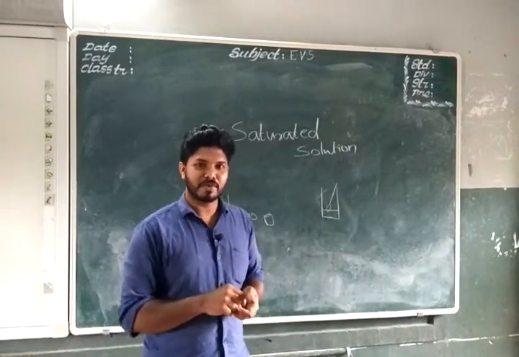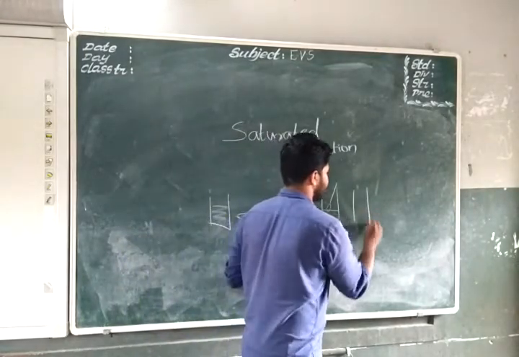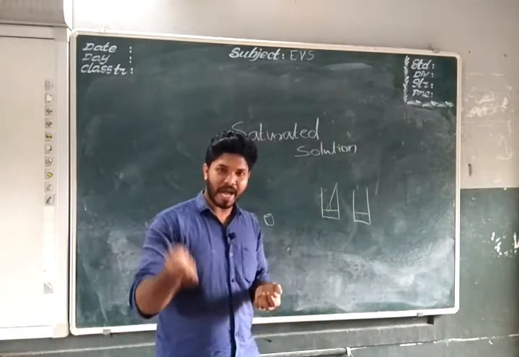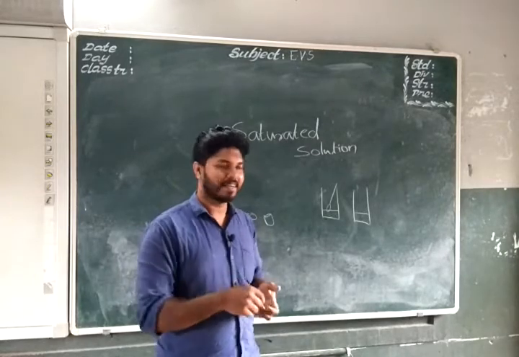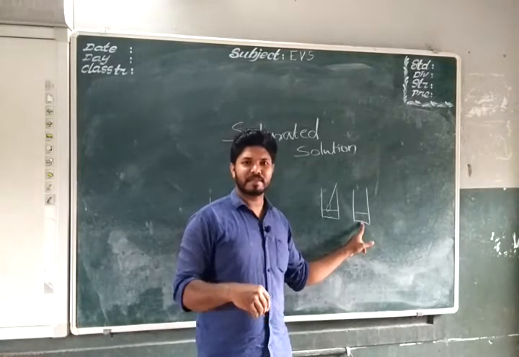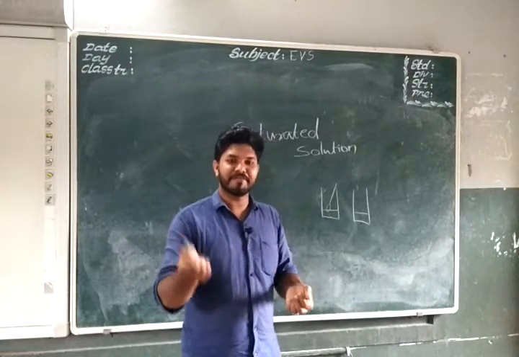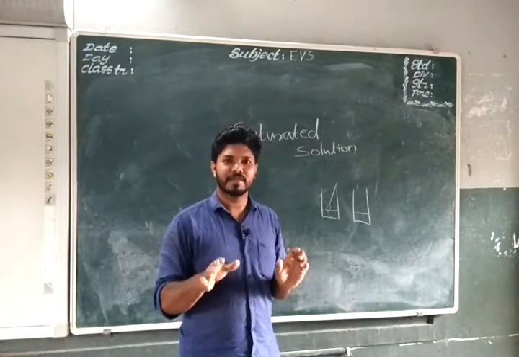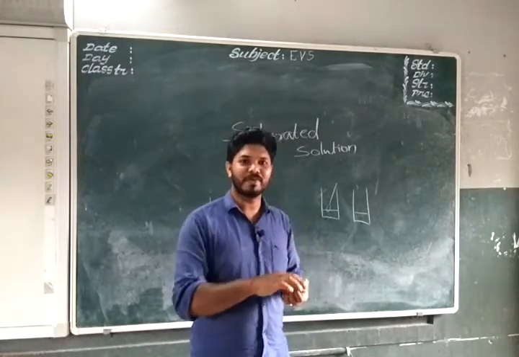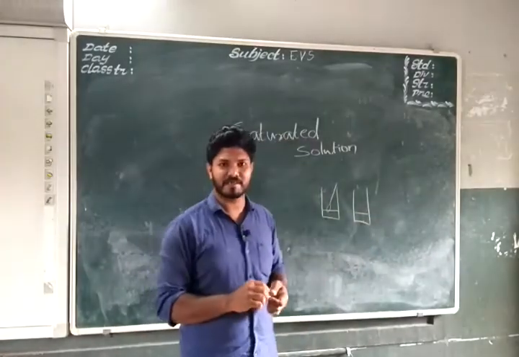Add a little more salt, until you get a solution where salt remains at the bottom. So what happens after some time? The first time it dissolves completely when we put a little salt, and when we add a little more, it also dissolves completely. What happens if we add more and more? At last we see that some of the salt does not mix with the water.